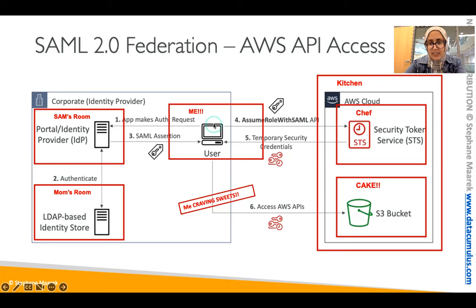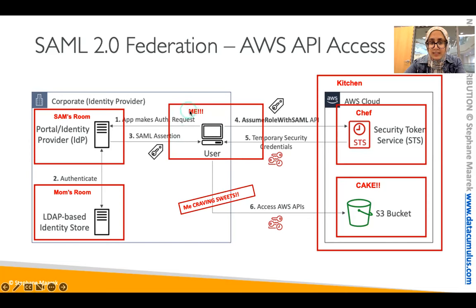So I am a user sitting here, and I really want to eat that cake. It's in the kitchen, and in the kitchen we have a chef as well. The chef is actually the STS service. If they give us the token saying yes, you can eat the cake, then we can do it. Otherwise, we cannot.